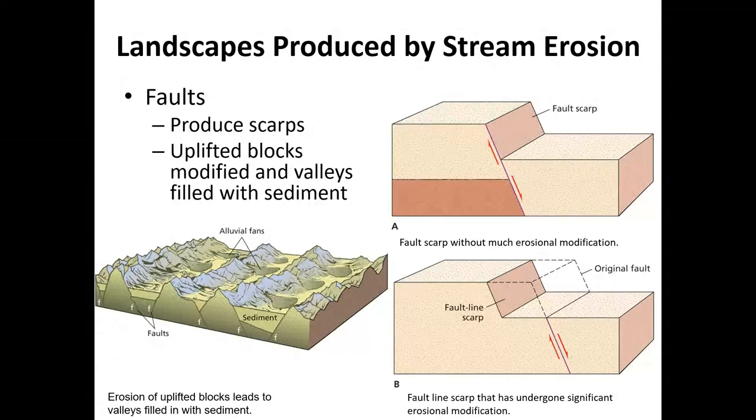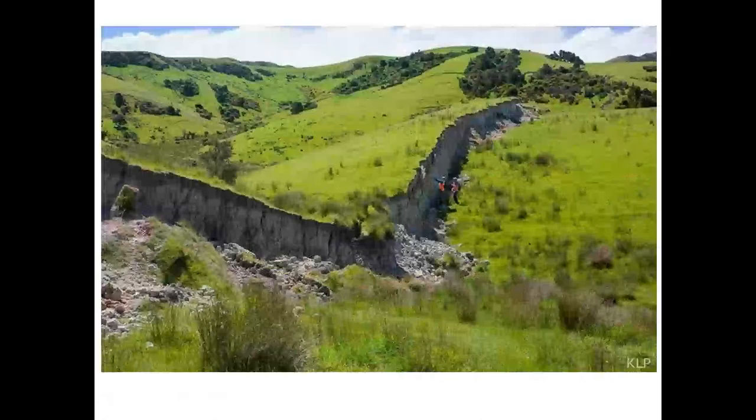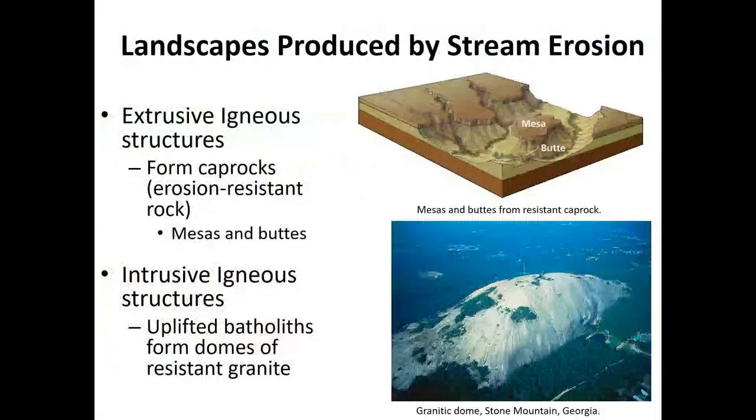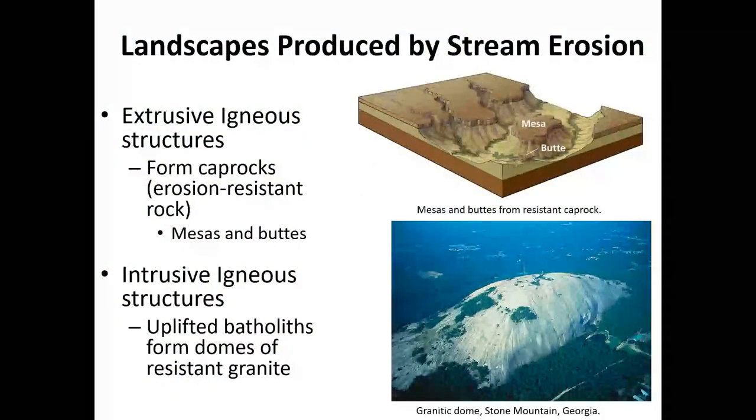Those are relatively uncommon. This here is a fault scarp in New Zealand. So again, this is an example of that. We talked a little about that in earlier chapters. And then other things that can be produced by streams and erosions are mesas and buttes.